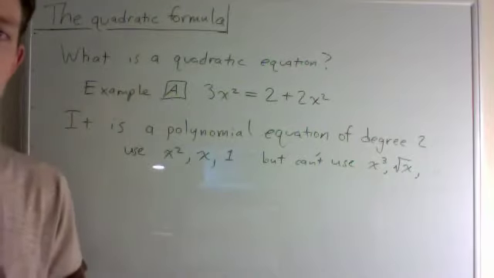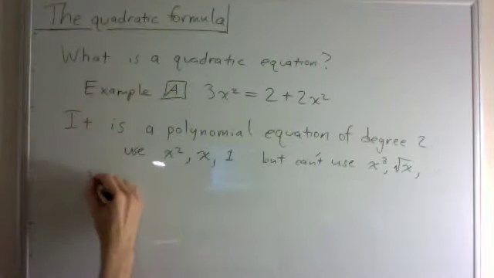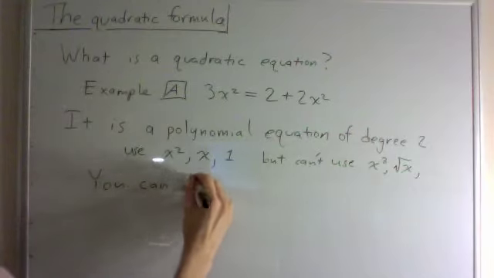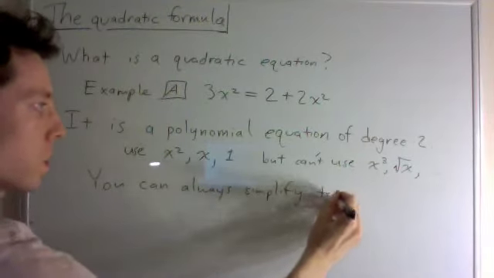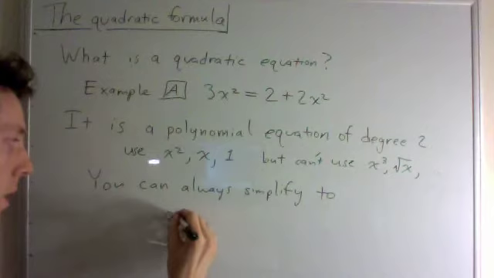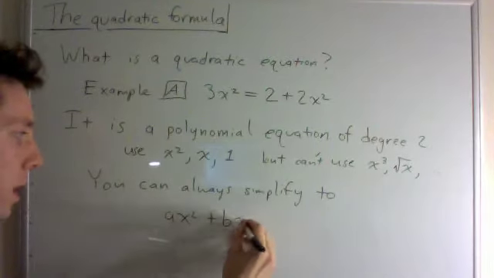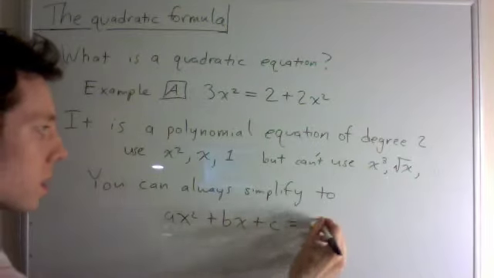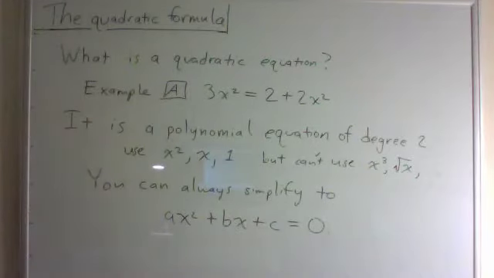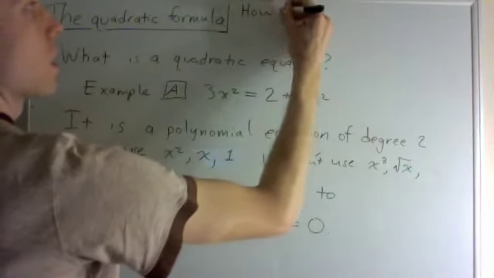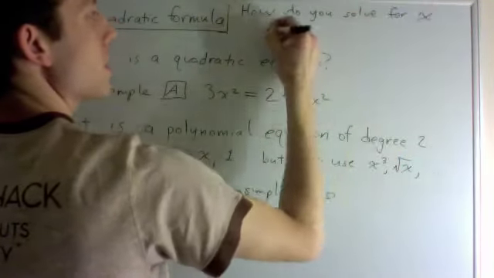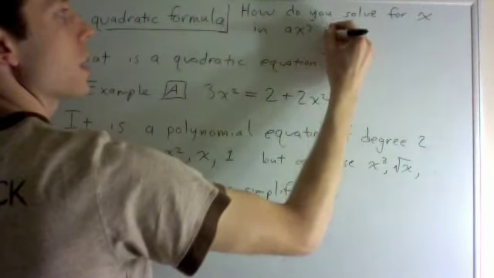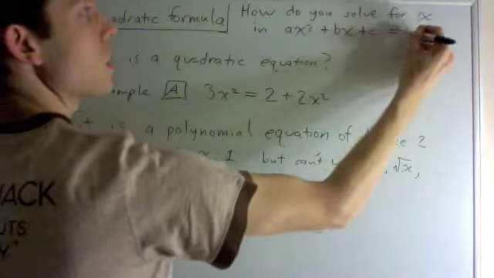One property of any quadratic equation is that you can always simplify it to a certain form, and that form is ax squared plus bx plus c is equal to 0. And the main question that we're going to ask about this type of equation is, how do you solve for x in an equation of this form, ax squared plus bx plus c is equal to 0?